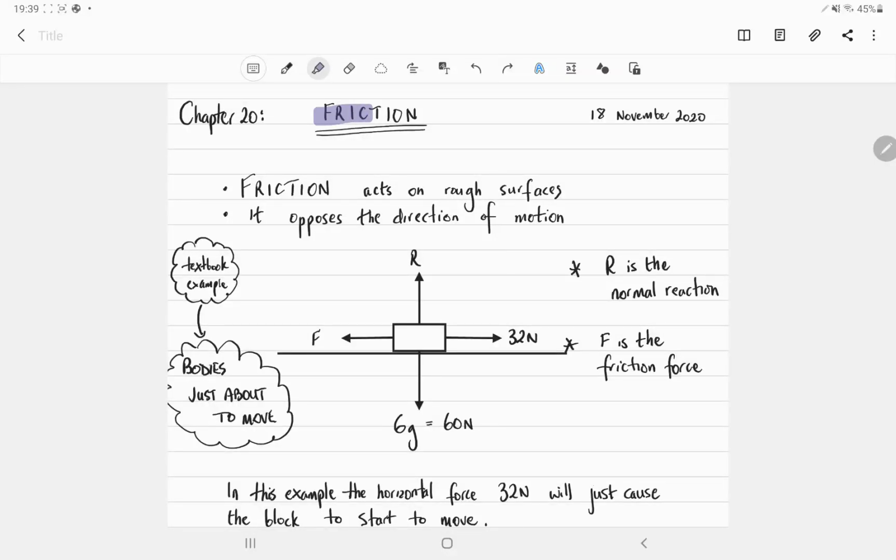Okay, our next topic is friction. It's chapter 20. Friction acts on rough surfaces, so whenever we see a rough surface, we have to consider friction. And friction acts in the opposite direction to motion.